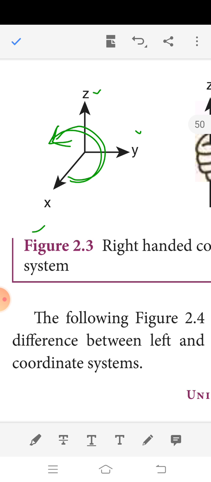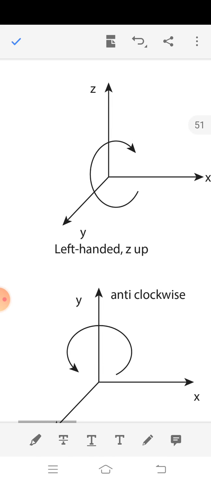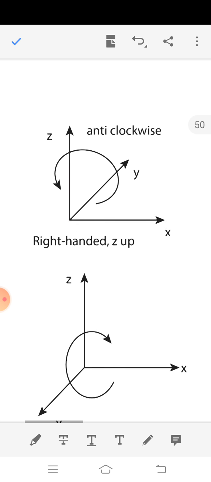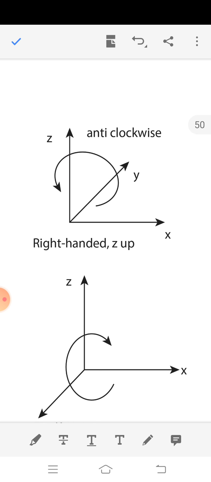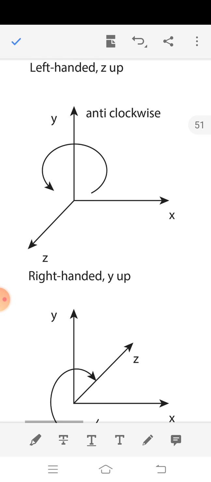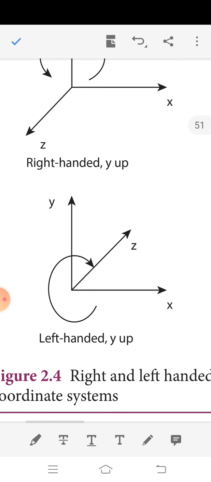Some examples are given in our books. The first one, anti-clockwise direction, so we call it a right-handed Cartesian coordinate system. The second one, clockwise direction, so left-handed, with z in the upward direction. The third one is anti-clockwise direction, so right-handed, with y in the up direction. And the fourth is clockwise direction, so left-handed, with y in the up direction.